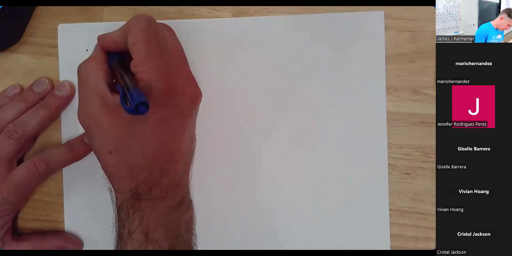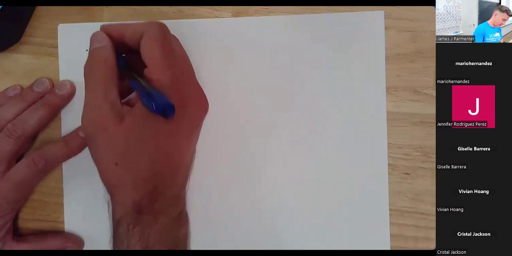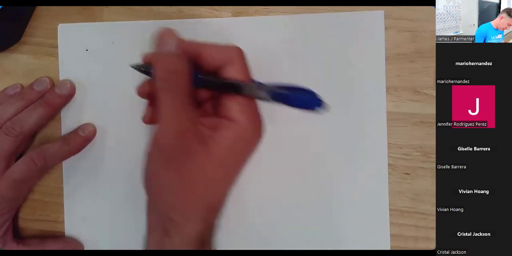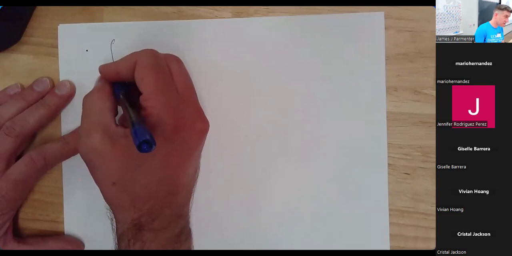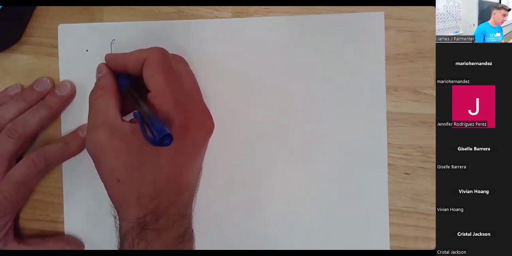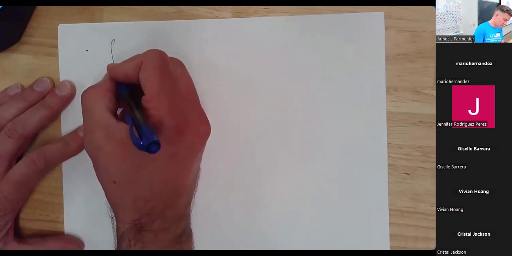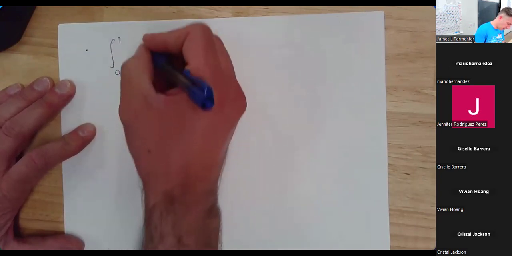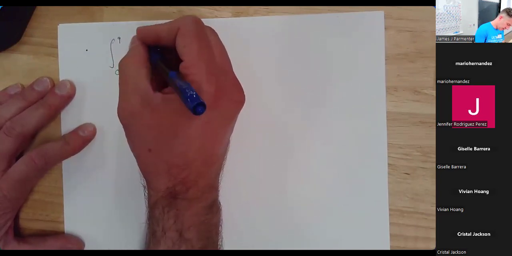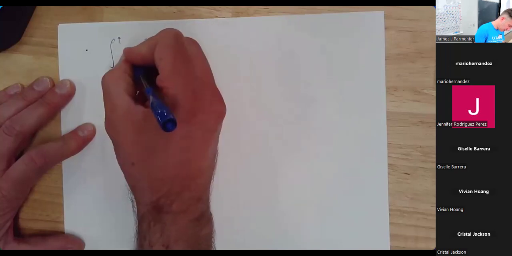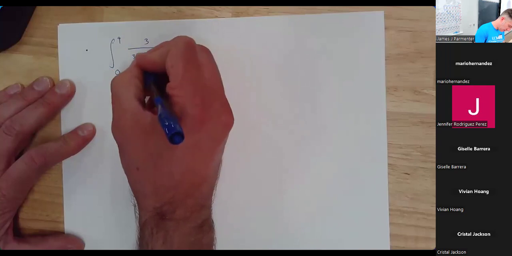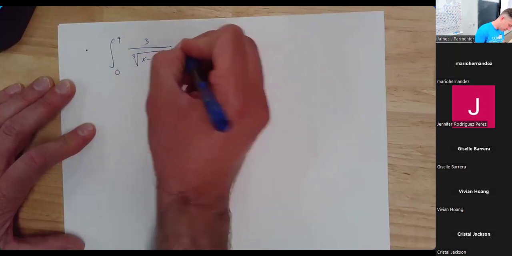I like that question. Sure, we'll make it terrible. The integral from 0 to 9 of, yeah, that's terrible, James. Sure. 3 over the cube root of x minus one.